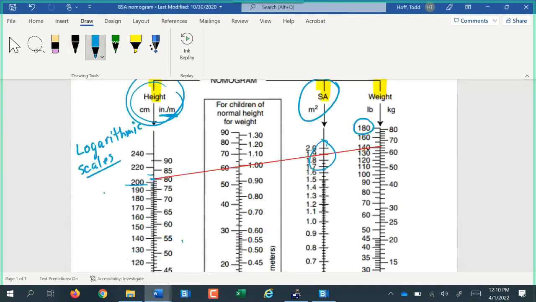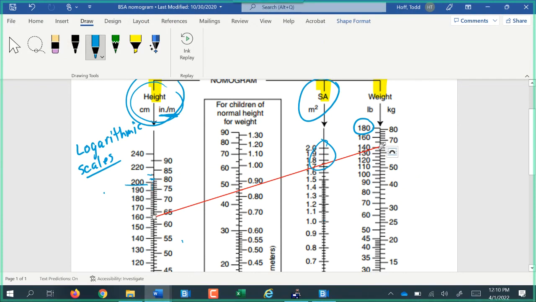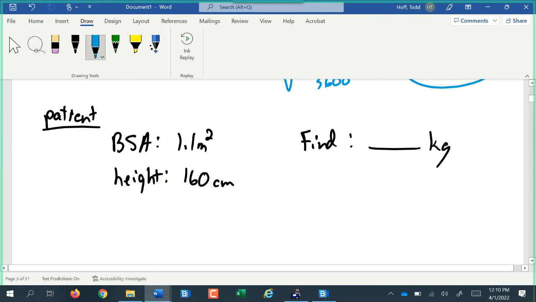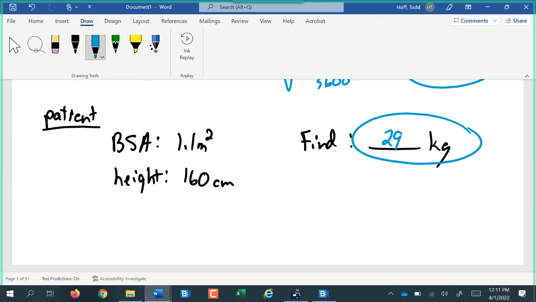Let's go back here. So their height is known, so let's put the height on at 160 here. There's our 160 centimeters. Now over here, we're going to move this up or down until we hit the 1.1. There's 1.1 right there. So we go through the 1.1. And on this other side here, we see that's 25, 6, 7, 8, 9. We're between 29 and 30 kilograms. Closer to the 29, so we might just say 29 kilograms is where that patient is. So I'm okay saying that we estimate their weight at 29 kilograms.